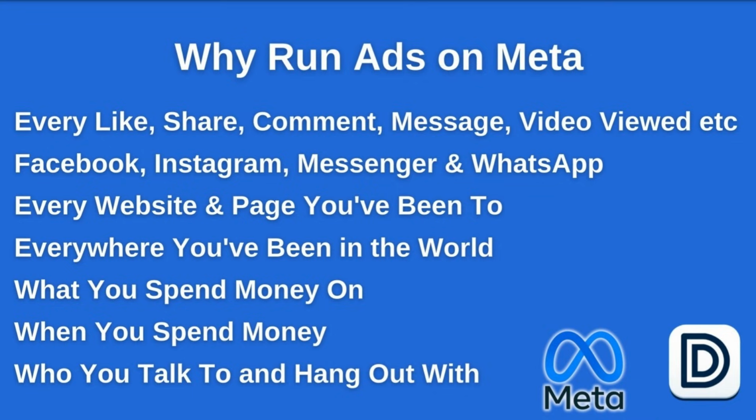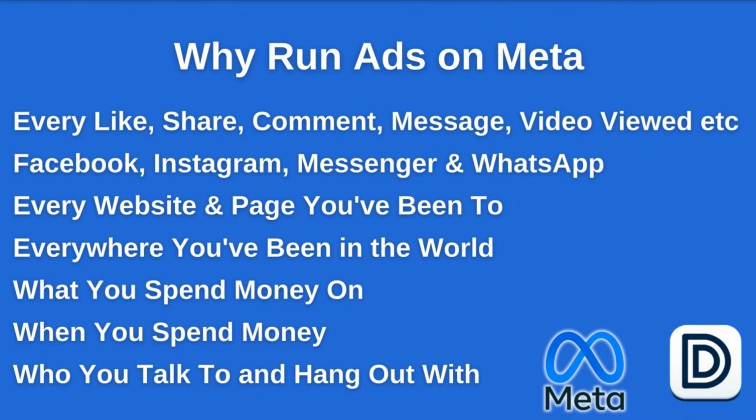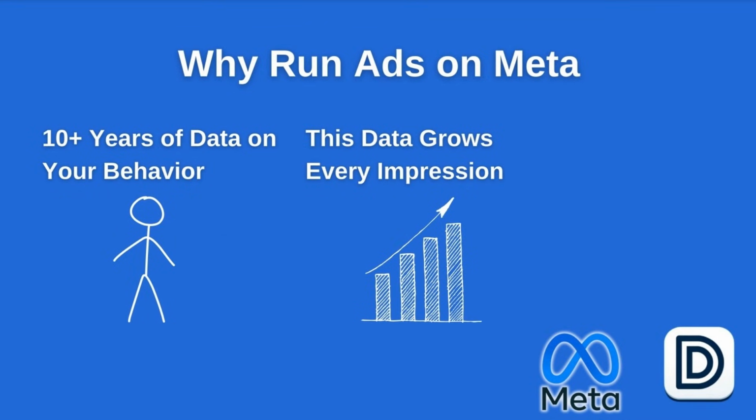They know everywhere that you've been in the world. If you have a smartphone, Facebook has been tracking your location for over a decade now. They know what you spend money on, when you spend money, who you talk to, and who you hang out with. And also, they've been using this information to model your behavior to understand what it is that you're looking for and how to make your experience on the platform better so that you come back.